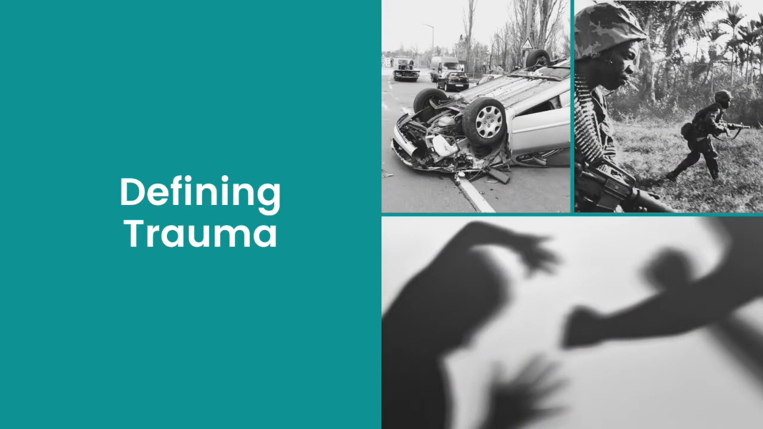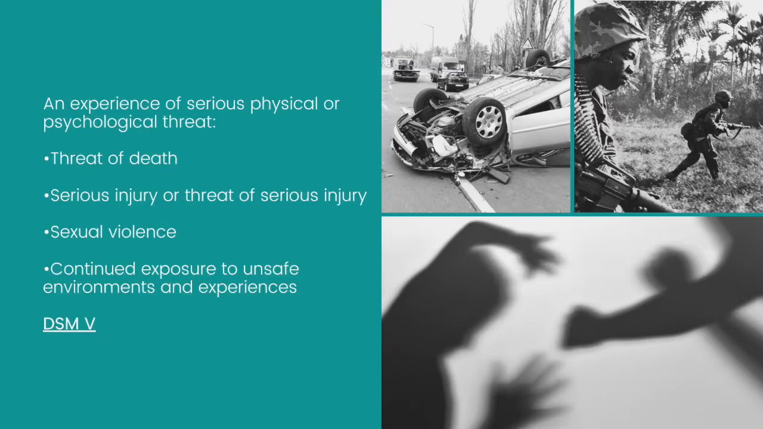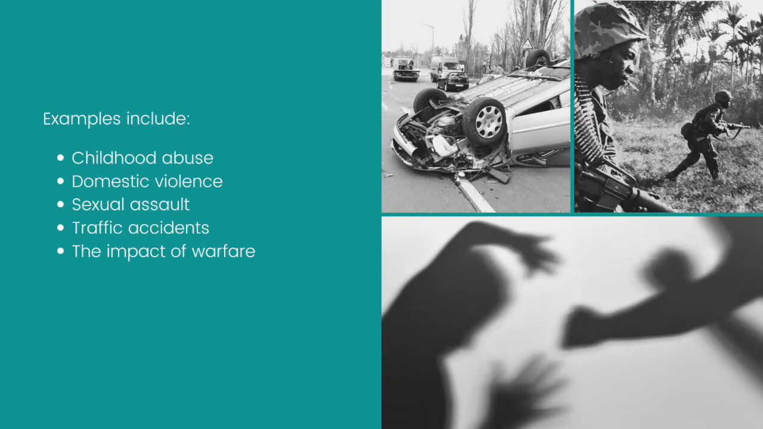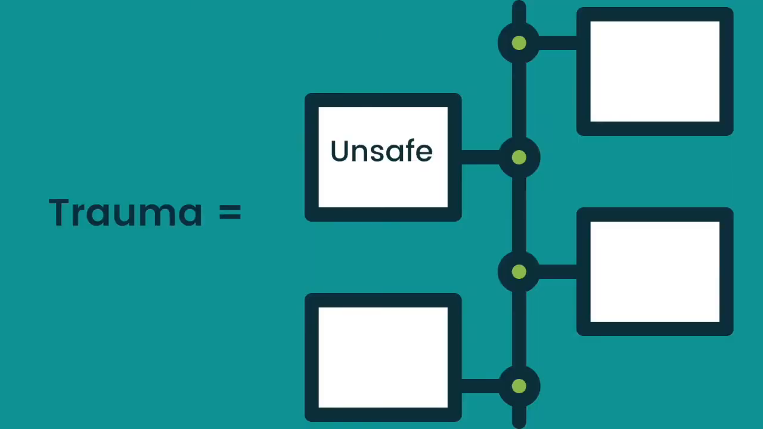A manual used for diagnosing mental health issues, the DSM-5, defines trauma as an experience of serious physical or psychological threat, a threat of death, serious injury or threat of serious injury, sexual violence, continued exposure to unsafe environments and experiences. Examples include childhood abuse, domestic violence, sexual assault, serious accident or injury, the impact of warfare. The essence of trauma is a serious threat to one's safety, often accompanied by fear, feeling trapped, and sometimes feeling shame. But we also need to keep in mind that what is traumatic is personal.